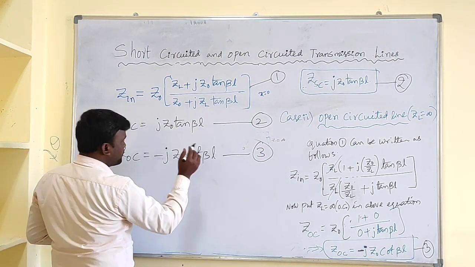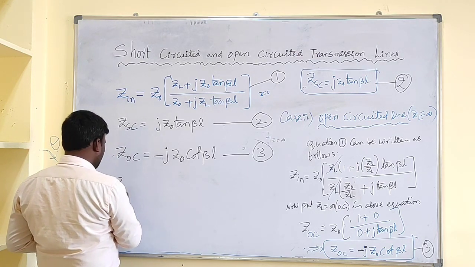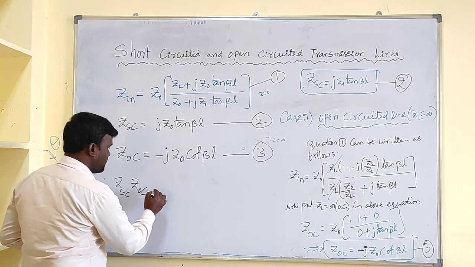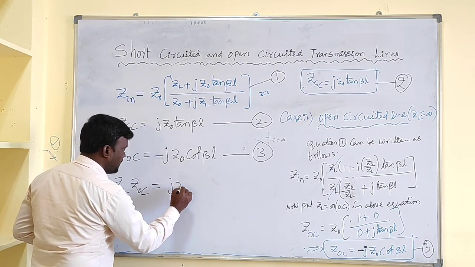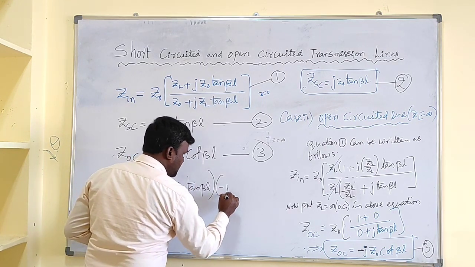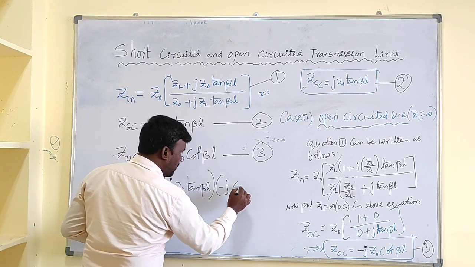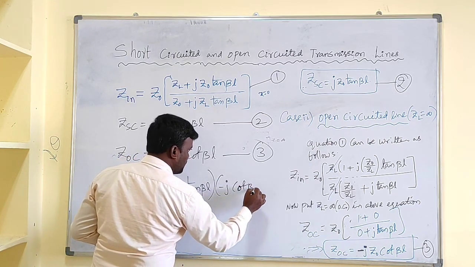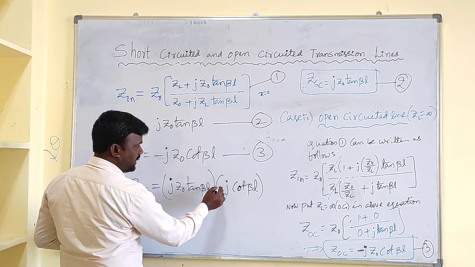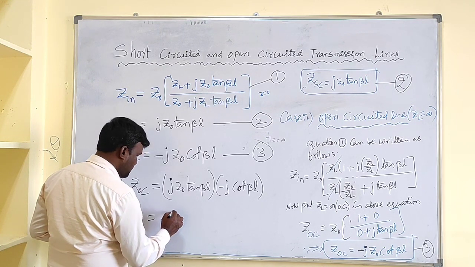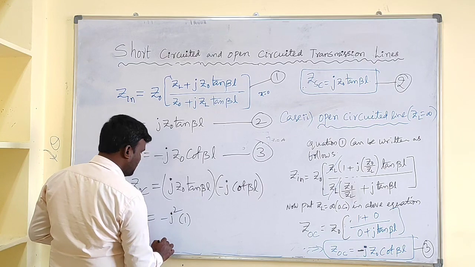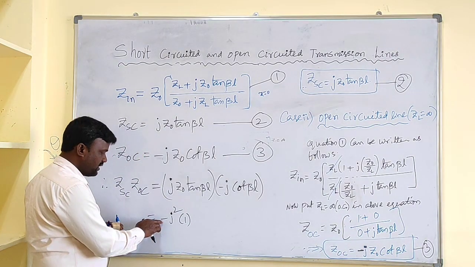Now multiply equation 2 and equation 3, that gives what? ZSE into ZOC is equal to what? j Z naught tan beta L, that is ZSE, into minus j cot beta L. So j into j, that is j square. Here you have minus, so that means minus j square. Tan beta L cot beta L gives what? 1. Of course j square is minus 1.